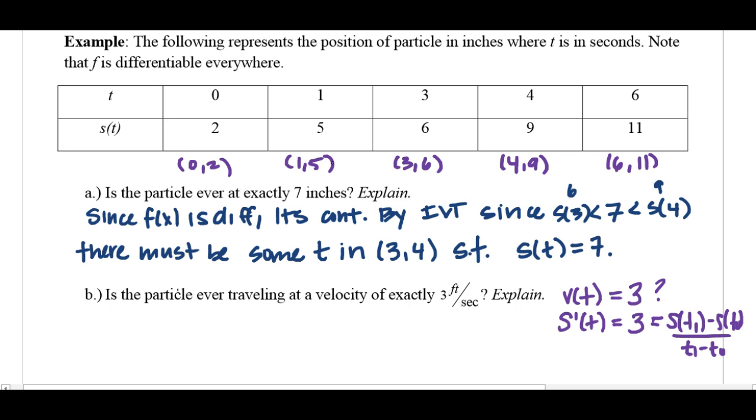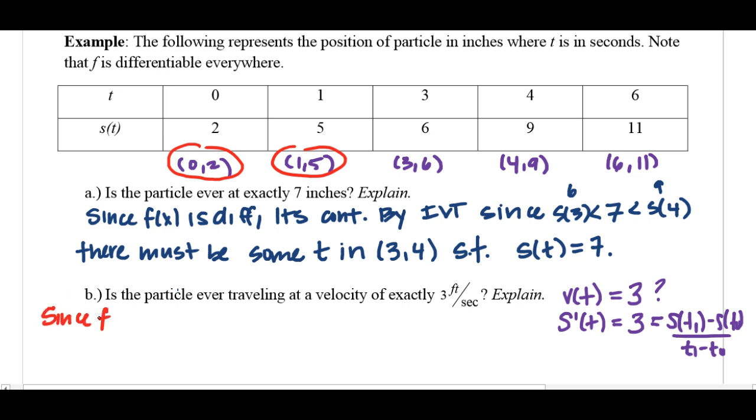But they don't have to be consecutive points. I could also have chosen this coordinate point and this coordinate point and subtracted. So I could have gotten 6 minus 2 over 3 minus 0 as a possibility, which of course doesn't work, but you can try all the different combinations of these coordinate points. It just so happened that the first 2 points did work out, between (0, 2) and (1, 5). So the answer is then yes. So it's just a matter of explaining why.